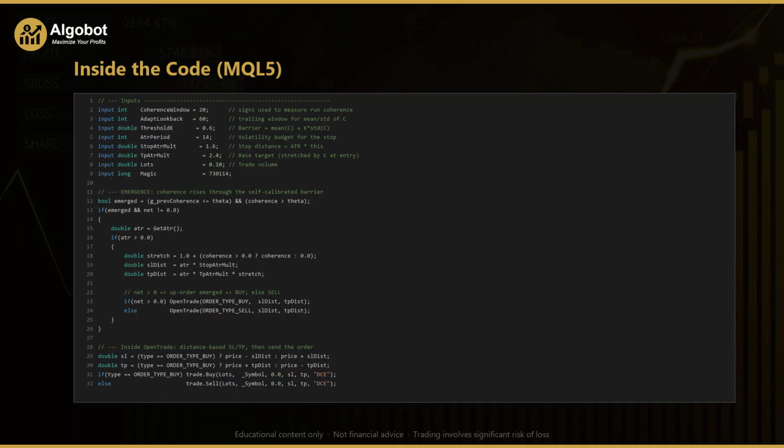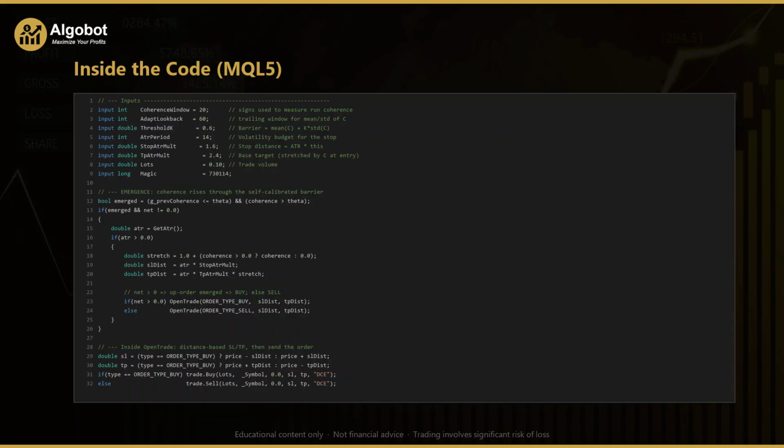Then ATR period, StopAtrMult, and TpAtrMult govern volatility and the stop and target distances, followed by lots and the magic number that tags the strategy's own trades. Now the heart of it. The variable named emerged is true only when the previous coherence was at or below theta, the barrier, and the current coherence has risen above it. That is the emergence event.